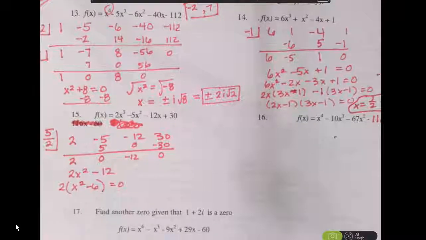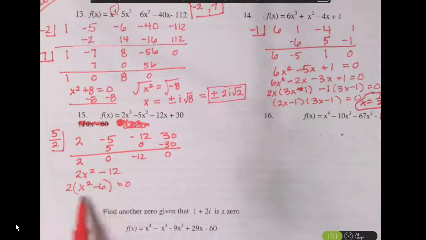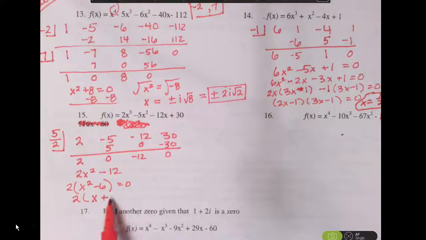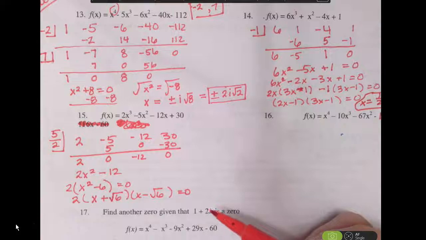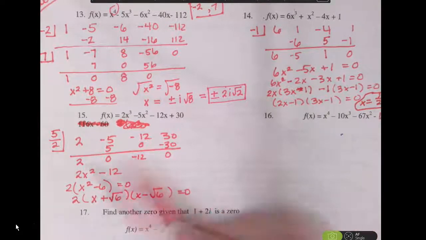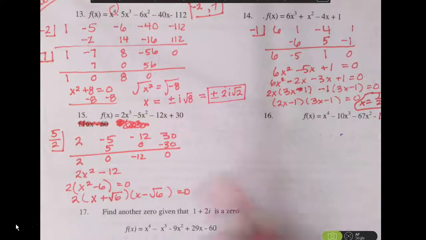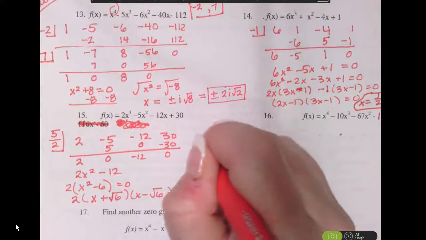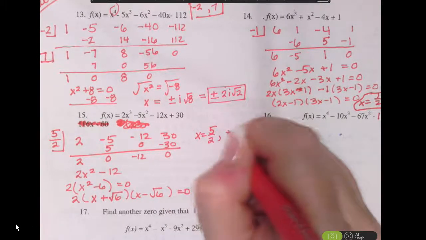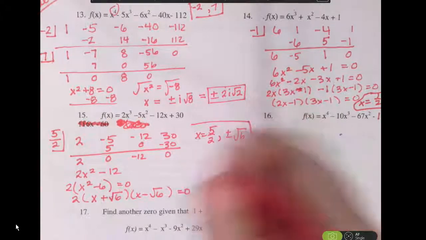And so that's why my decimal wasn't really working out over there on the other side, because the roots for this part of the equation are irrational. I get x plus the square root of 6 and x minus the square root of 6 when I factor. And so the square root of 6 is just a never-ending decimal, so you can't really plug that into synthetic division. So the zeros are positive 5/2 and plus or minus square root of 6 on this one.